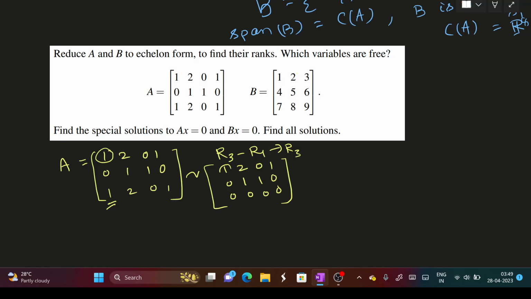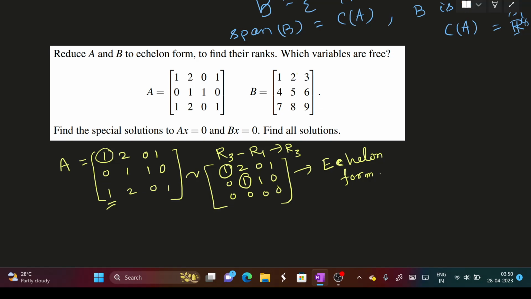Already it is in echelon form because this is my first pivot, below it is 0. Second pivot, below it I am having 0. So it is in echelon form. So first, it is in echelon form.